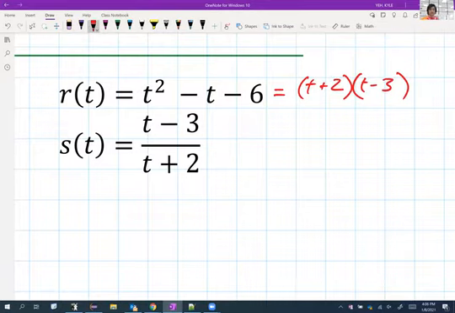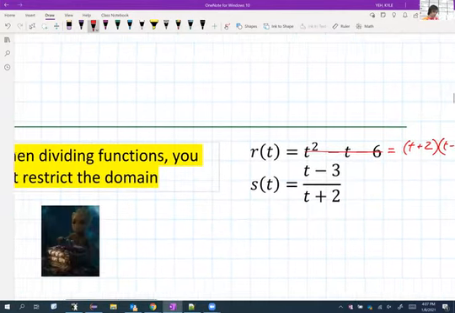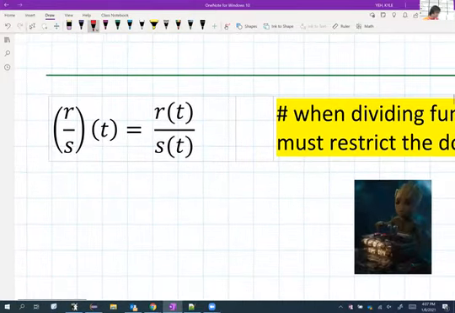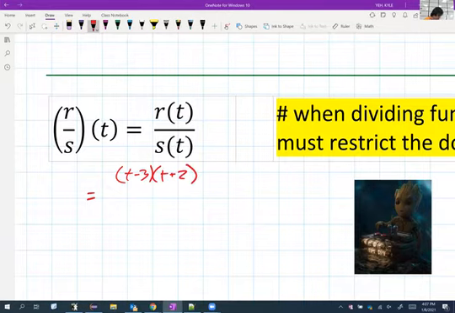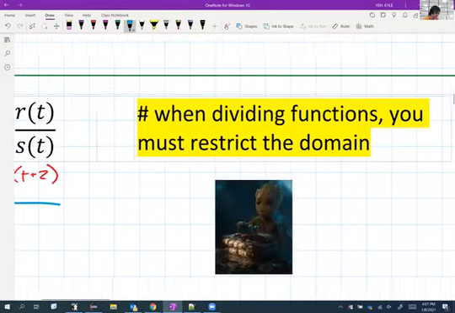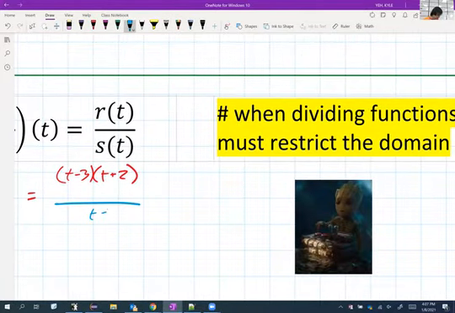So if you don't remember factoring, it's a really big deal and you're gonna wanna know how to do it. But I'm just gonna use that for my r of t because 8 times out of 10, like I said, I'm gonna want it factored. So the problem that was asked is, what is r of t over s of t? R of t I just factored was t minus 3 times t plus 2 over s of t, which was t minus 3 over t plus 2.